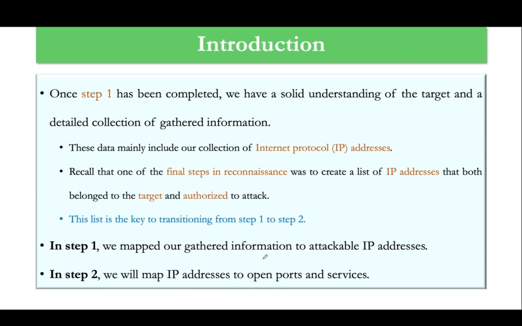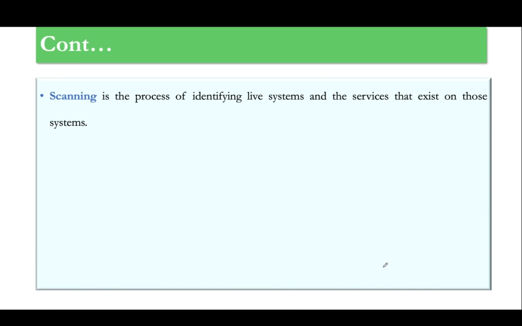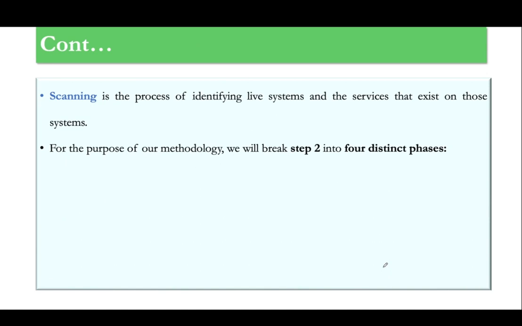There are two steps that we find here. One, as we said, we mapped our gathered information to the attackable IP addresses. Then we need to check what the open ports are and what services are associated with those open ports. We'll shortly discuss the different types of open ports and the different services. So, as said, scanning is the process of identifying the live systems and services that exist on the target systems.